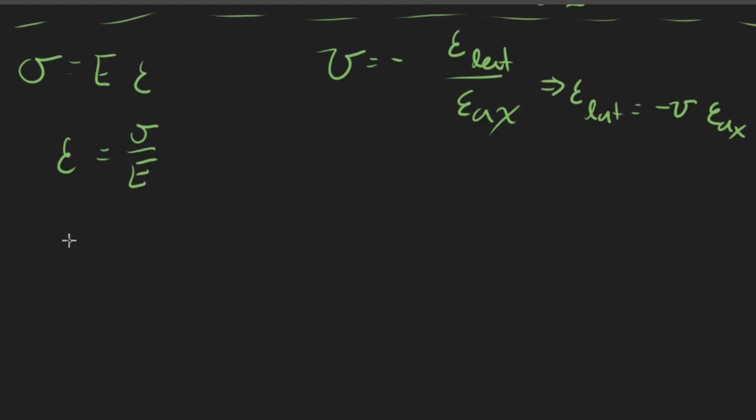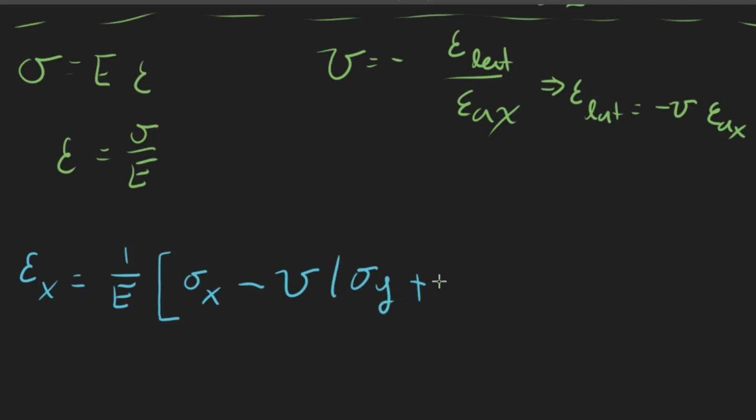So if we come down here and we want to write a strain as epsilon x, we'd have epsilon x is equal to 1 over E, and then we'll have sigma x, which accounts for just the axial, and then we're going to have to subtract the lateral contribution from sigma y and sigma z. So this will be minus nu times (sigma y plus sigma z).